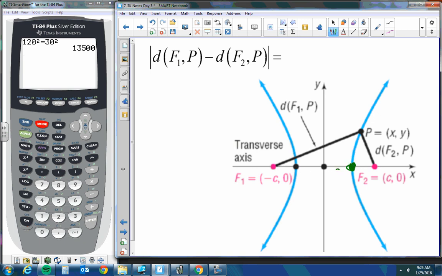All right, first of all, this is A, right, because that's the vertex. This is from the center to the vertex. And then this is C.